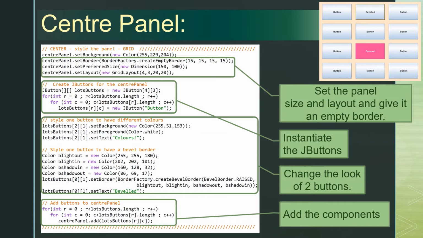This piece of code here, these few lines, that's how I get the bevel border. So you can take a look at that. And then at the end, again, I don't want to go through 12 lines of adding buttons, so I'm going to use a nested for loop.